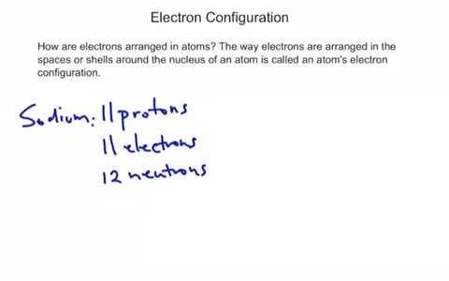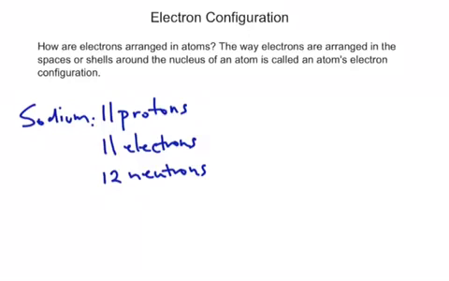So let's have a look at an example using the atom sodium. Sodium has an atomic number of 11, that is, it has 11 protons. In an ordinary neutral atom, the atom will have the same number of protons and electrons. So sodium also has 11 electrons. It has also 12 neutrons.